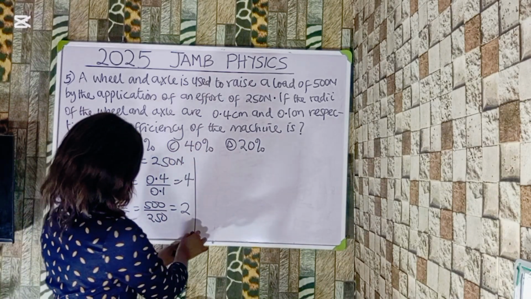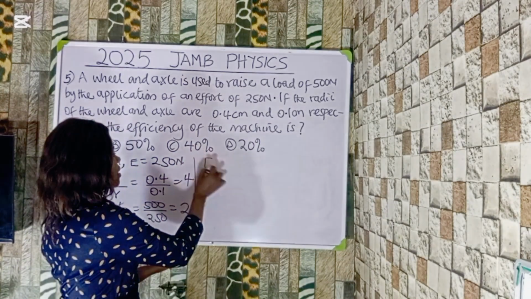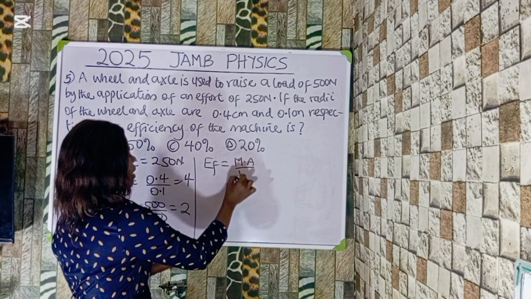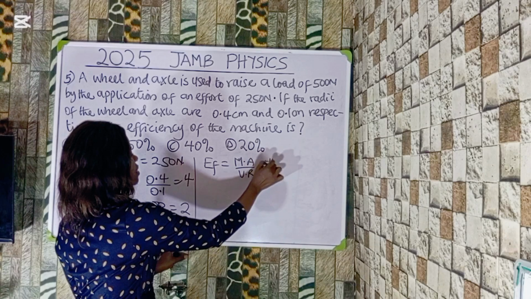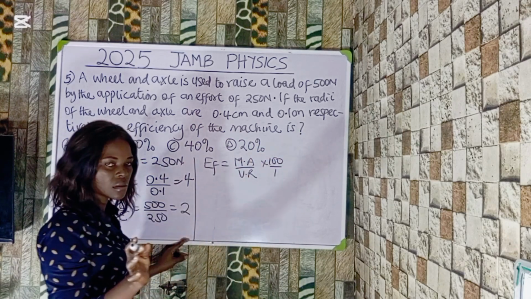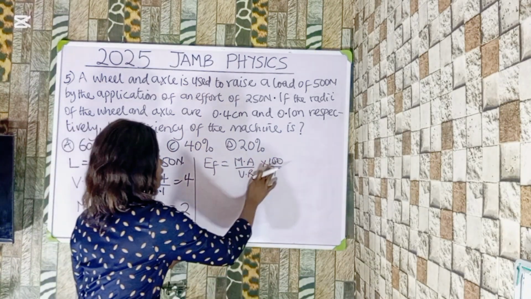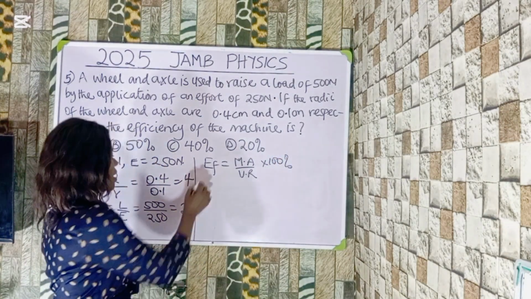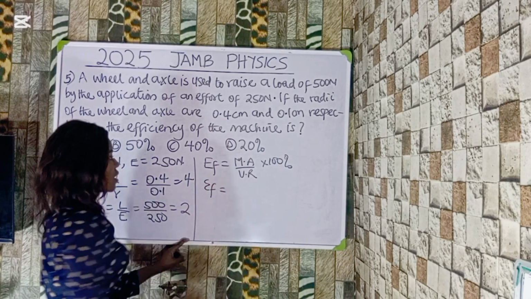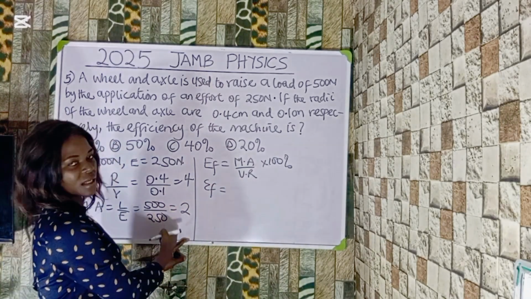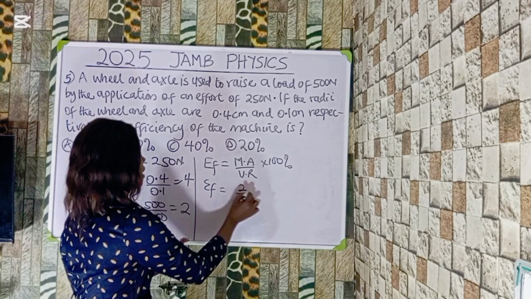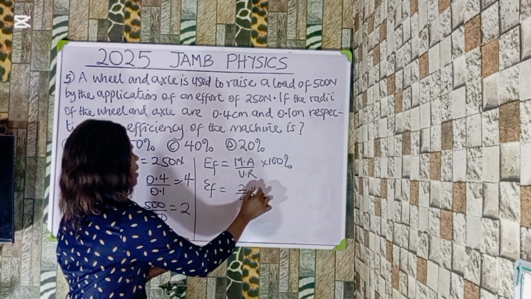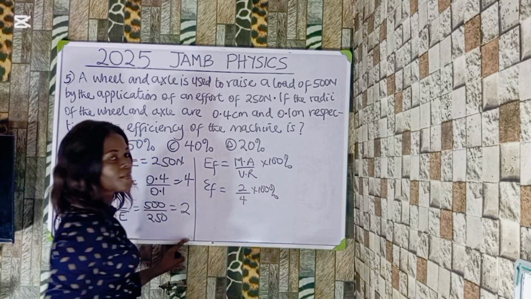Now, with that being said, let's move into the efficiency formula. Efficiency, EFF, is equal to MA over VR times 100 over 1. Because it is expressed as a percentage, you can say multiply by 100%. Now efficiency is equal to, what's my mechanical advantage? I got it as 2, so this is 2 over my velocity ratio, which is 4, multiplied by 100%, right?